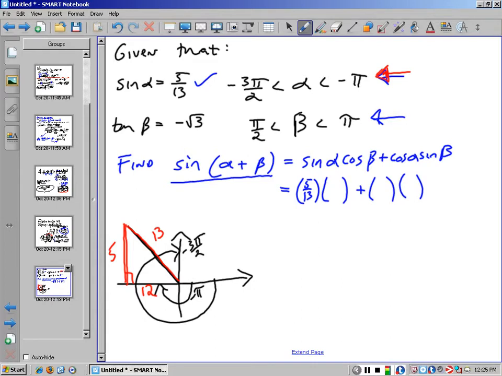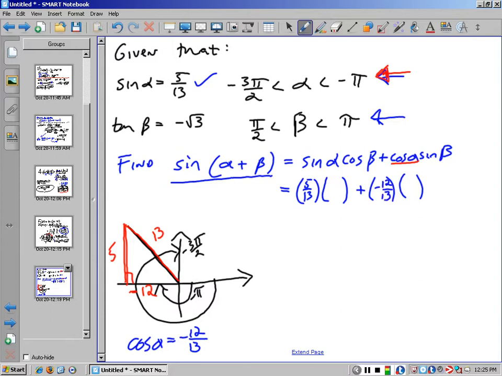What am I missing in my picture? Something's wrong there. Negative 12, right? Because it's in quadrant 2. All right, so that's going to help us. That's alpha. So see what I'm underlining? I can find cosine alpha, right? Based on my picture, cosine alpha is equal to x over r, negative 12/13. Make sense? Negative 12/13.